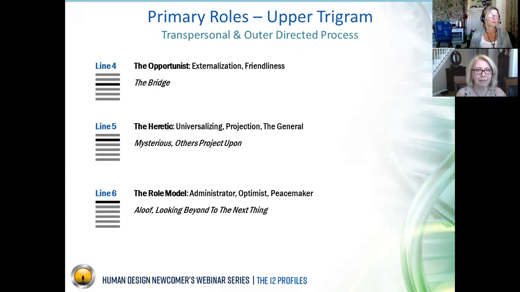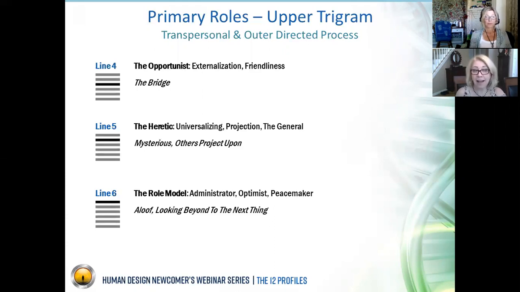So the upper trigram, these are transpersonal and an outer directed process, more external process. So line 4, the opportunist, as Lynette was explaining, this is about externalization and friendliness. If you have a fourth line in your profile, your network or your circle of people around you is very, very important. The fourth line is the bridge, more or less, between the lower and upper trigram. So fabulous, Lynda Bunnell has a fourth line. She's a 4-1 profile, the opportunist investigator. And unfortunately, she couldn't be with us today. She's out of the country. But 4-1s have a very fixed process.